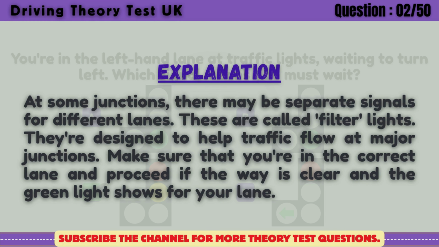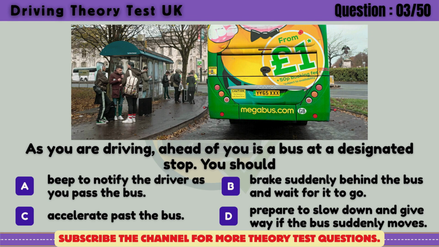Question 3. As you are driving, ahead of you is a bus at a designated stop. You should: Option A. Beep to notify the driver as you pass the bus. B. Brake suddenly behind the bus and wait for it to go. C. Accelerate past the bus. D. Prepare to slow down and give way if the bus suddenly moves.